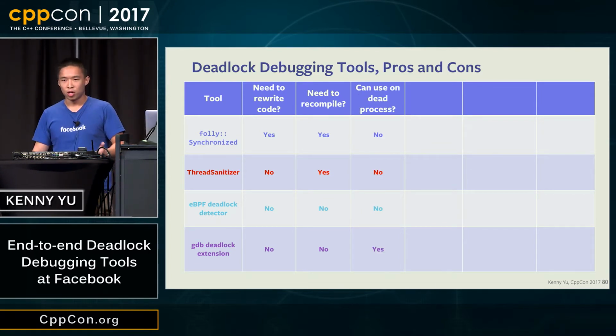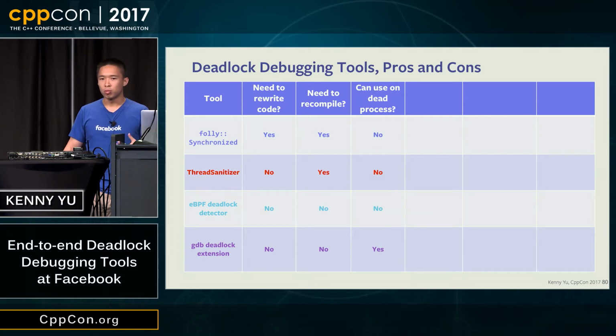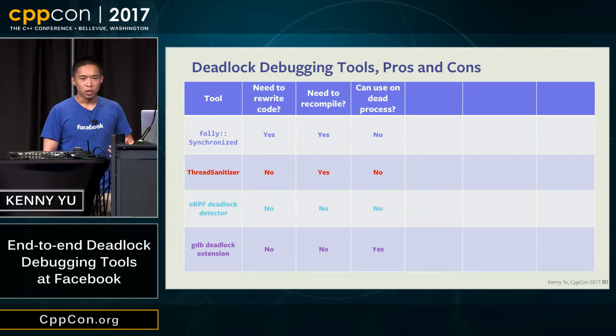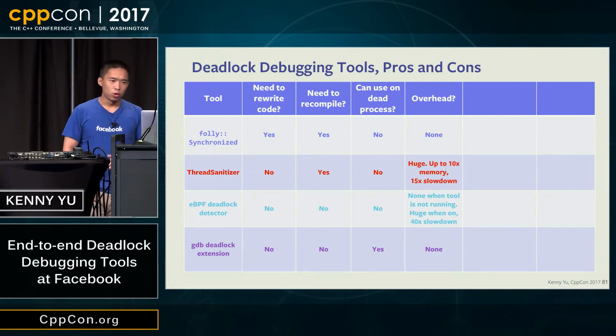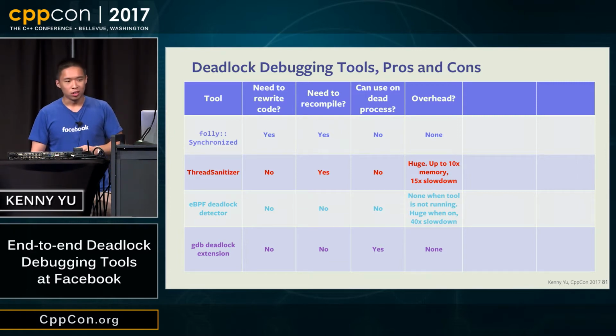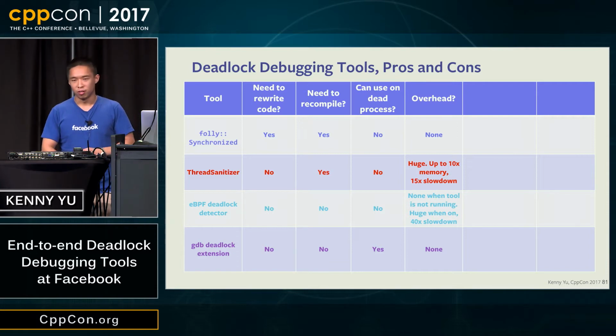Can I use the tool on a dead process? By a dead process, I mean a core dump. The other tools except for GDB require the process to actually be alive. But for GDB, if you pass a core dump, it can still find a deadlock there. So what's the overhead? There's no overhead for Folly Synchronized or our GDB extension if you're already using mutexes. There is a big overhead using TSAN in terms of memory and CPU. There is also an even bigger overhead using our BPF tool. But the nice thing is there's no overhead if our tool is not running. So it's a trade-off.